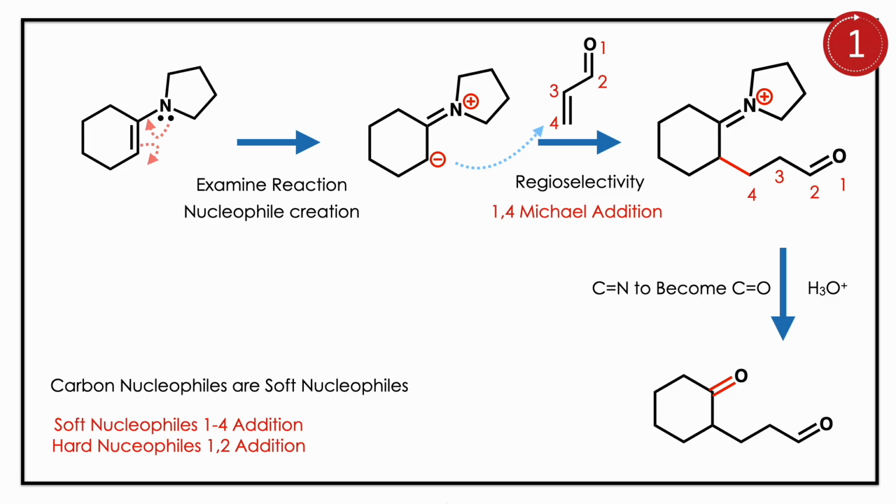You have a ketone there. So the concept you outline here is enamines will create a soft nucleophile which will undergo 1,4 addition.